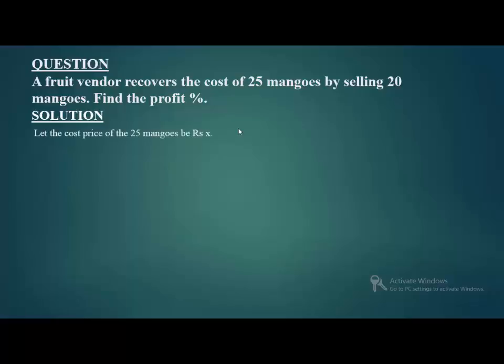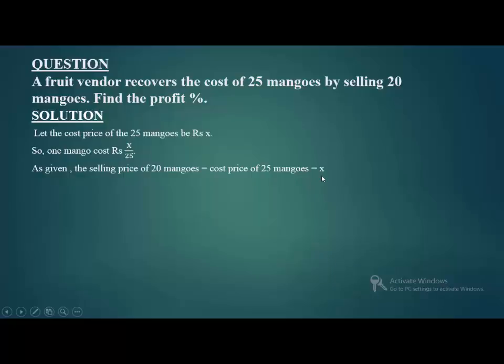Now let us suppose the cost price of 25 mangoes be X. So the cost price of one mango will be rupees X by 25 by the simple unitary method. As given in the question, the selling price of 20 mangoes equals the cost price of 25 mangoes, which will also be equal to X.